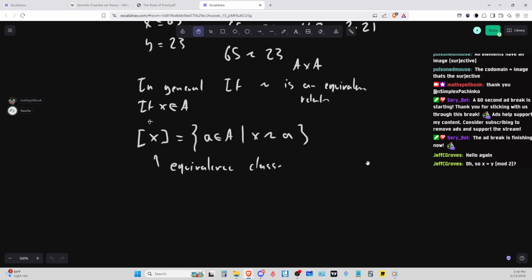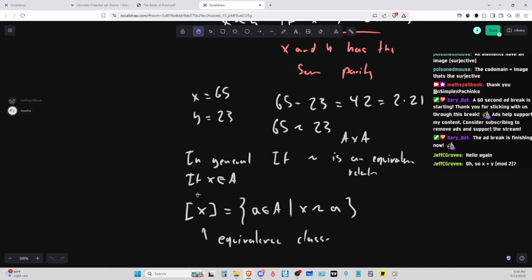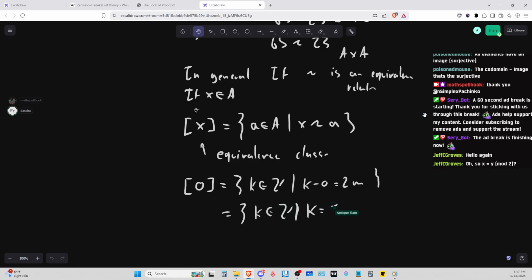For example, in the example of the relationship with the parity, the one we just saw, we would have only two equivalence classes. We would have the equivalence class of 0, which will be all k inside of Z such that k minus 0 is equal to 2m. Or in other words, if you want to be more concrete, k is equal to 2m. So this is the class of even integers.